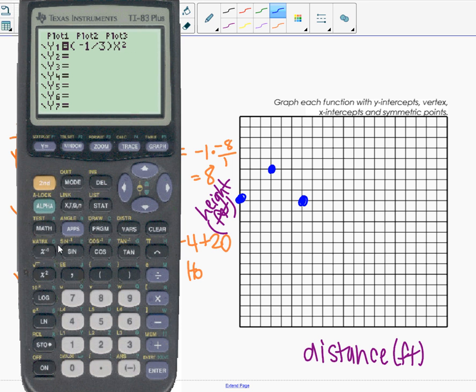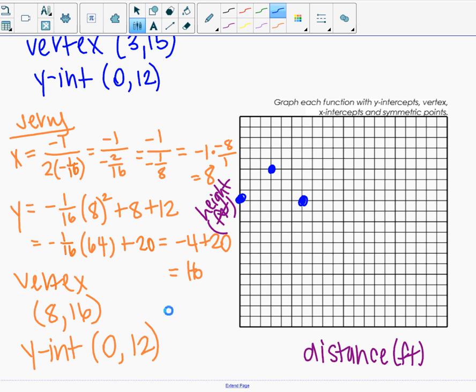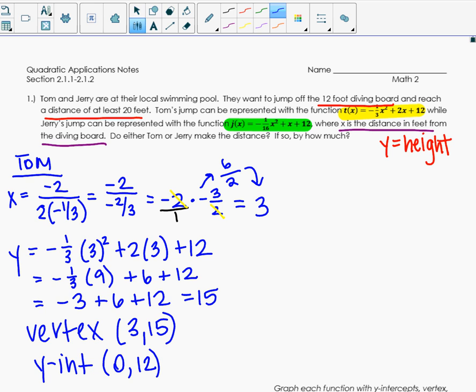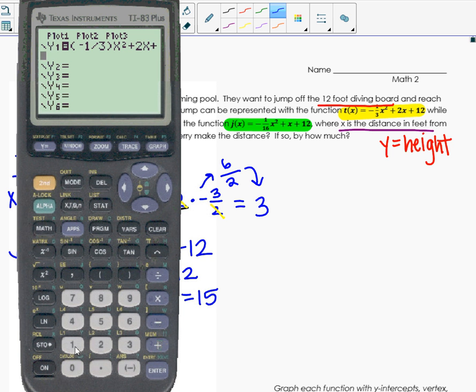Your squared key is over here. The x key is up here. All things you should know, okay? This is plus 2x, I believe. Let me double check here. Yeah. Okay, plus 12. Okay, now let's think about the window.